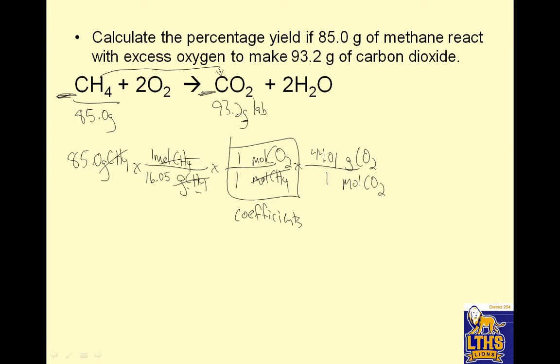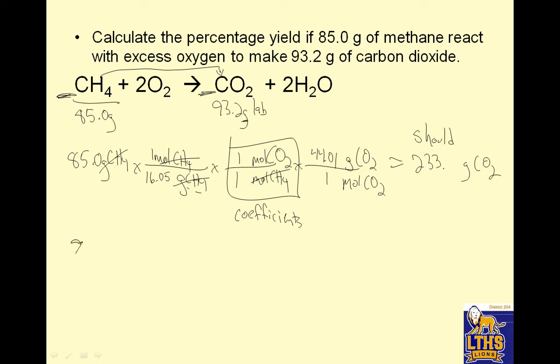Okay, luckily I have my calculator handy. So this will tell me how much I should get. 85 divided by 16.05 times 1 divided by 1 times 44.01. Oops, I put it in wrong, clear. 85 divided by 16.05 times 44.01 is 233.07 grams of CO2. Or with what I'm given here, 233 grams would be just fine. So this is how much I should get.